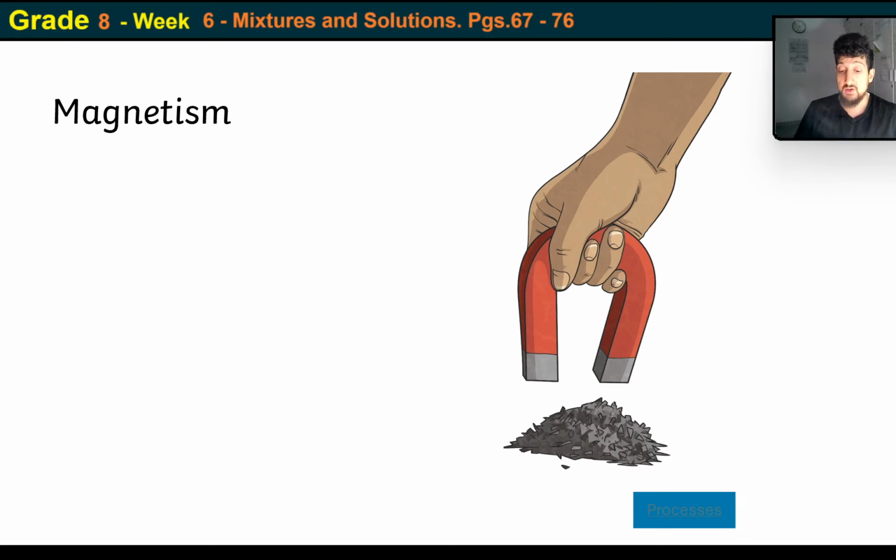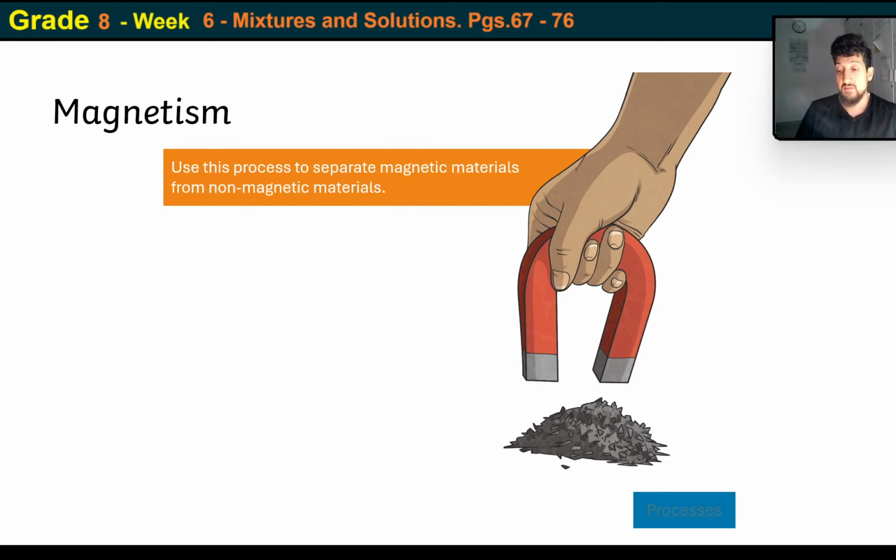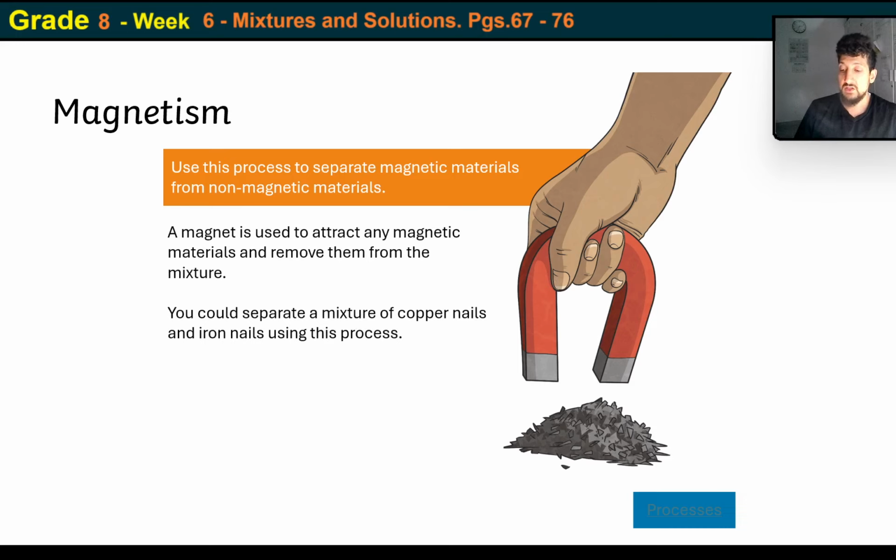Magnetism, we've talked about that. Using a magnet, you can separate the iron from the non-iron material, or the ferrous material from the non-ferrous material. It's not just iron, nickel is another example of a ferrous material. So you can separate things like copper nails and iron nails. Iron nails are attracted to magnets, while copper nails are not. So you can separate them using a magnet.